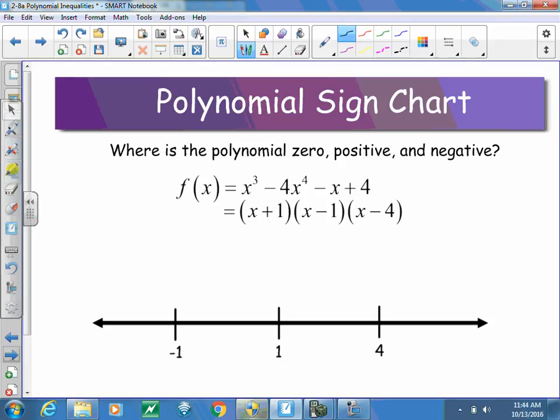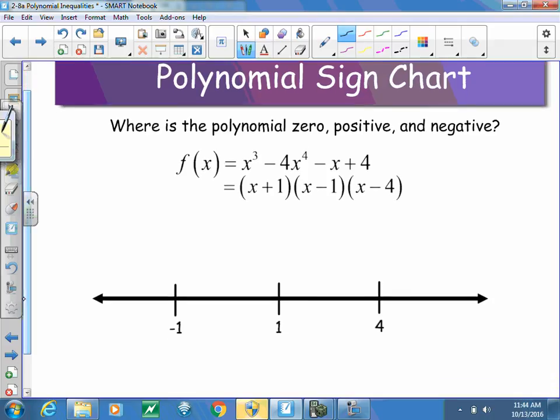Now, the one thing that you would need to be able to do in order to do a sign chart is you'd have to be able to factor it out or be given the factors so that you could identify where your zeros are. So here I've taken this third degree polynomial and I've factored it out into its factored terms. This right here is telling me that where I have -1, that is one of my zeros. At +1, I have a 0, and at +4, we have a 0. So that's where our graph would be crossing our x-axis.